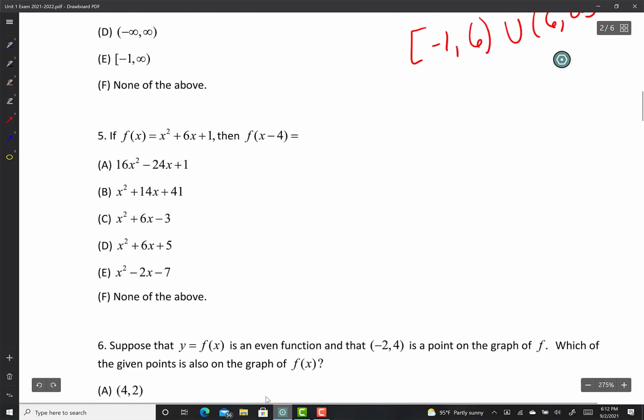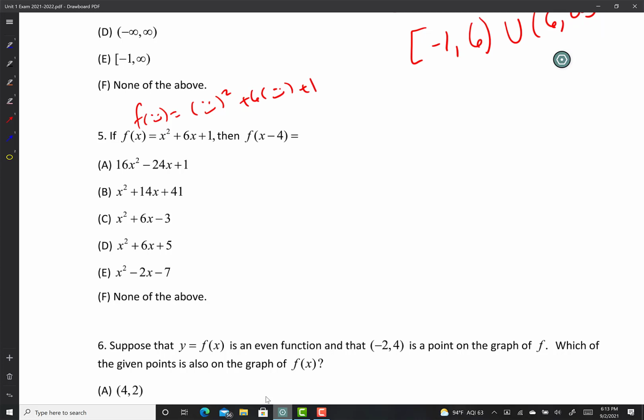So this one's pretty straightforward. Remember, f of happy face is nothing more than happy face squared plus 6 times happy face plus 1. So pretty much, whatever expression you have, that's what you're going to substitute in for x. So sometimes it helps, guys, to write parentheses like so. So I'm just going to rewrite the same thing. Parenthesis x minus 4, close it, squared, plus 6 parenthesis x minus 4, close it, plus 1.